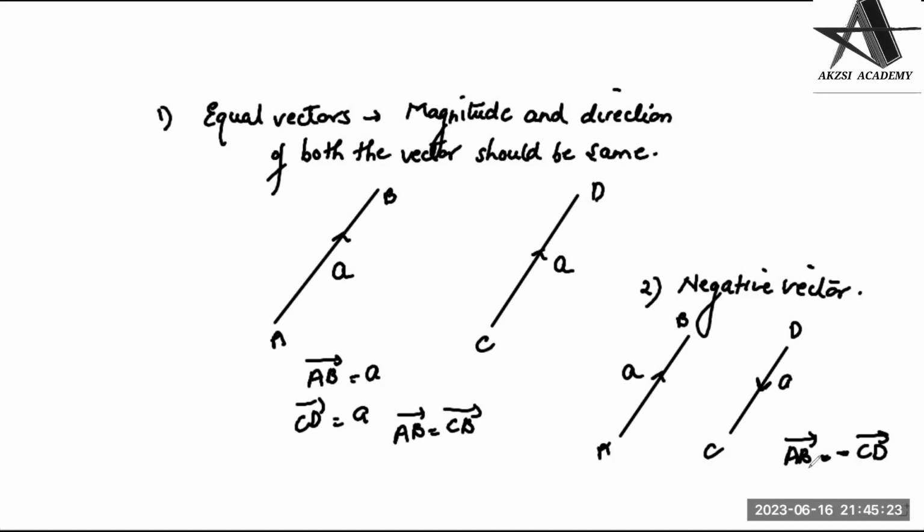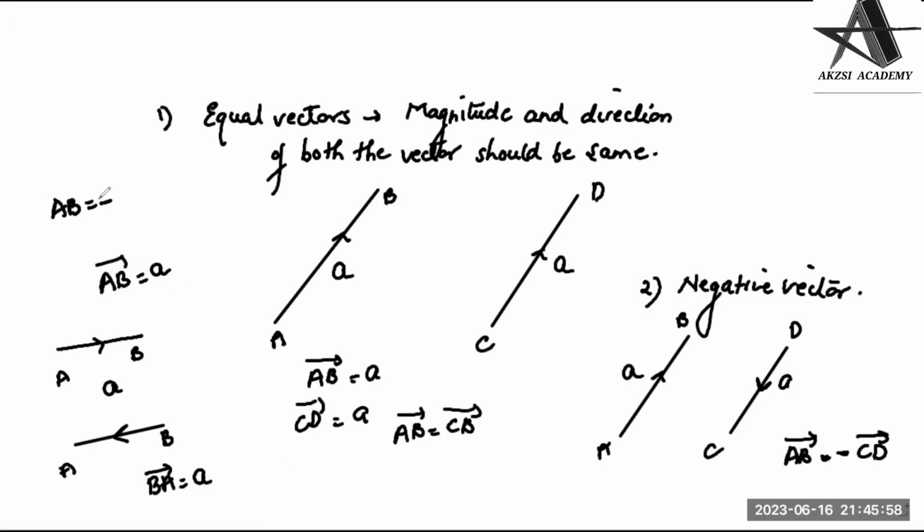Similarly, suppose there is a vector AB. This is vector A to B, and its value is A. Now, if I reverse its direction, first I'm writing that vector A to B is A in magnitude. But what I did is change the direction. So vector B to A is still A in magnitude, but they have reversed the direction. So I can say that vector A to B is equal to negative B to A. Now this A will become negative A because you have reversed the direction.